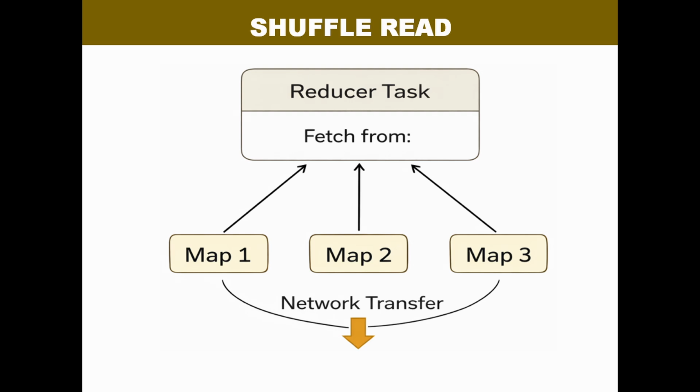If you had 200 map tasks, each reducer may need to fetch its partition data from all 200 map outputs. That means potentially 200 network fetch operations per reducer. This is why shuffle read is heavily network dependent. If the network is slow, shuffle becomes slow. In Spark UI, you will often see a metric called fetch wait time. That metric tells you how long reducers are waiting for data.